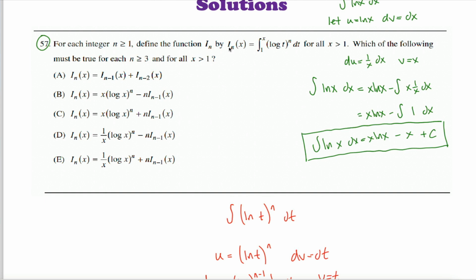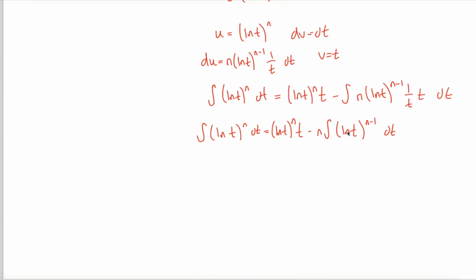If you look at this problem, we're defining I of n to be equal to a definite integral of the natural log of t raised up to the n power. And the idea is to rewrite I of n in terms of I of n minus 1. In other words, rewrite the integral of the natural log of t to the n power in terms of the integral of the natural log of t to the n minus 1 power. That's exactly what I did right here.